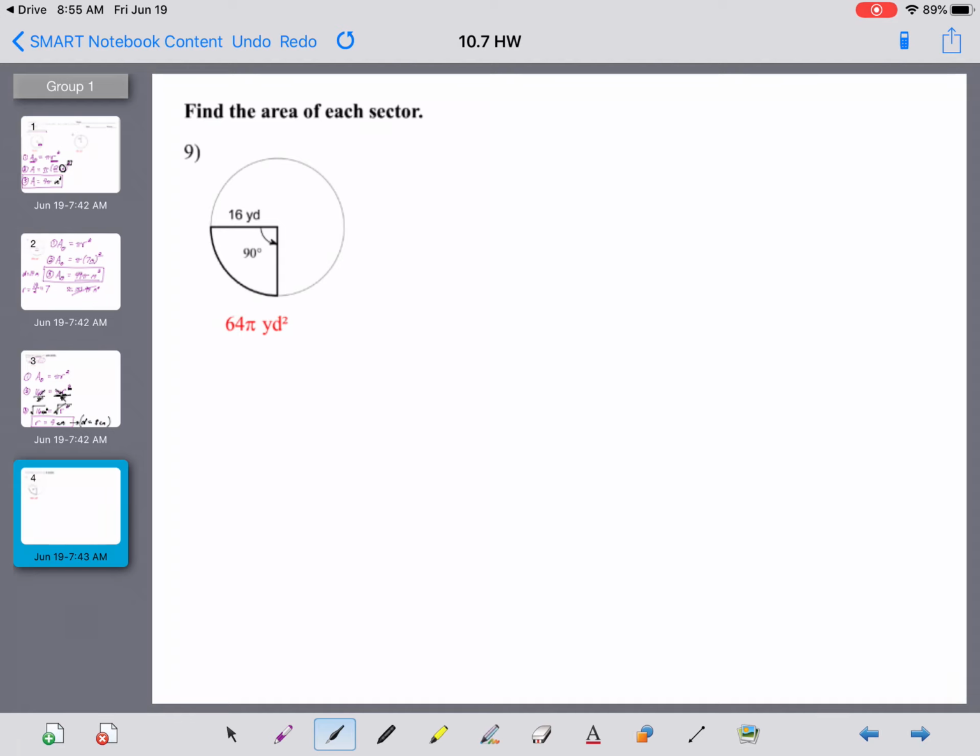And last one here that I'm going to do with you, number 9 here. Find the area of a sector. Okay, so this is a formula that was in your notes here in section 10.7. And the formula for area of a sector works off the formula for area of the entire circle, which is pi times radius squared. But once again, just like we did with arc length in 10.6, we don't want the area of the entire circle. We just want the area of part of it.